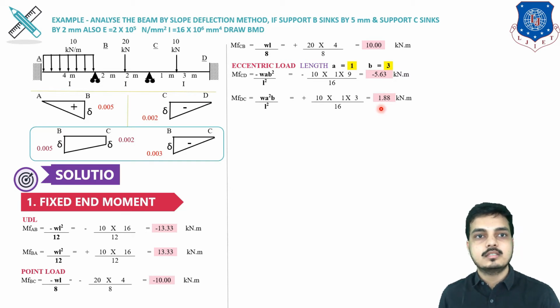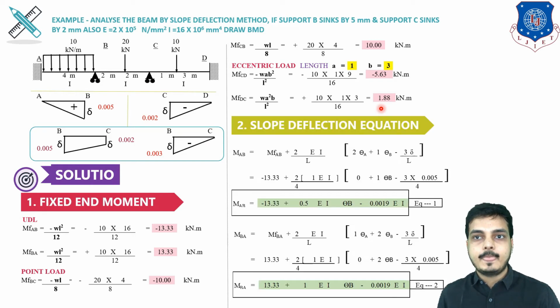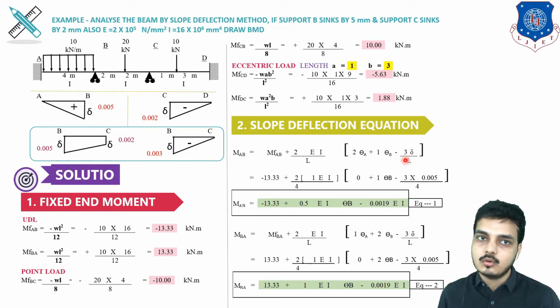Now our second step is the slope deflection equation. Let's see. For M_AB, the formula which we did earlier: MF_AB plus 2EI upon L into bracket 2 theta A plus theta B minus 3 delta by L. Now you remember this formula, and also you remember that till date we were keeping delta as 0, but now we have to keep delta its own value. So I will be explaining how to keep the delta value and what amount. Now let's understand.